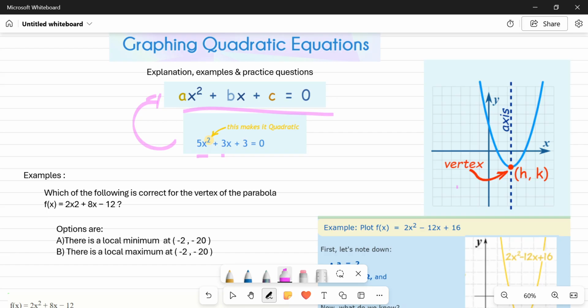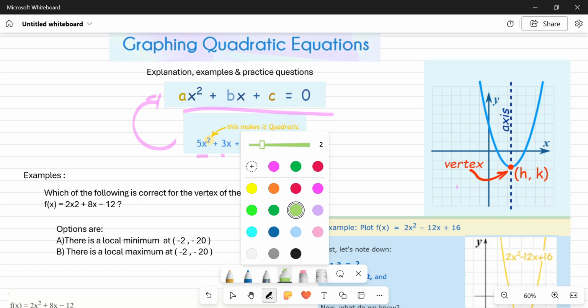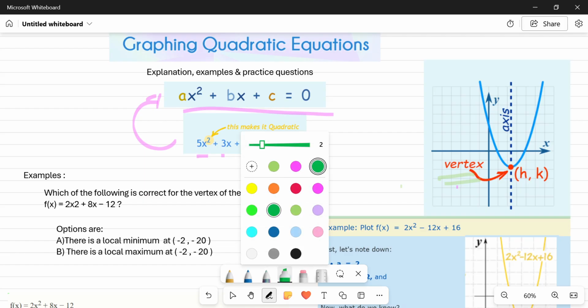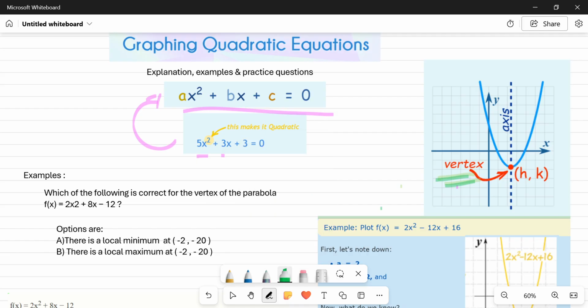And as you can see here, what is 2? 2 is the highest power of the variable. So you can say that this is a quadratic equation. Now, after that, as you can see on my right side, this is the parabola, and these are the parts of the parabola. This is called the vertex. In the vertex, we have two things: one is h and the other one is k.